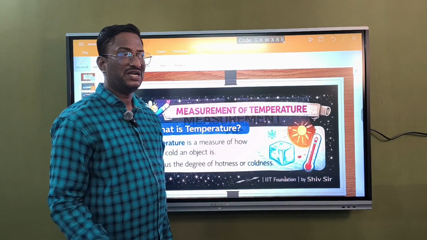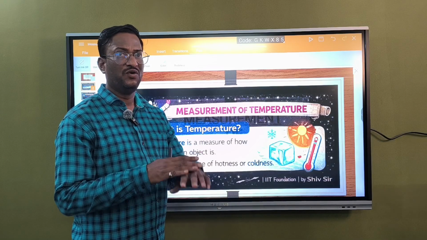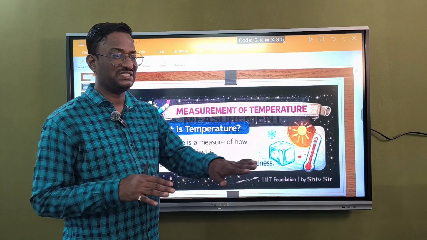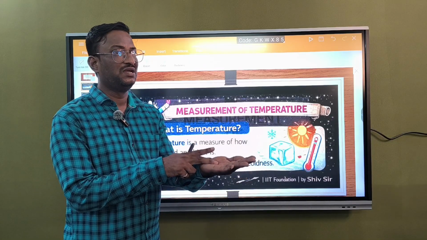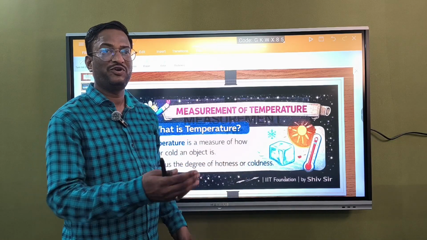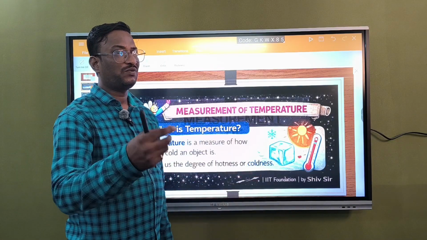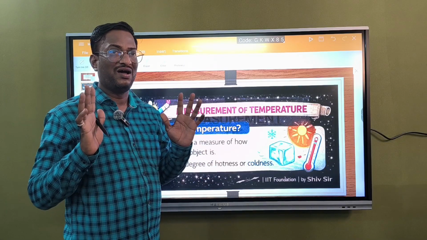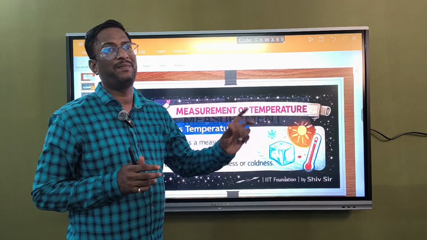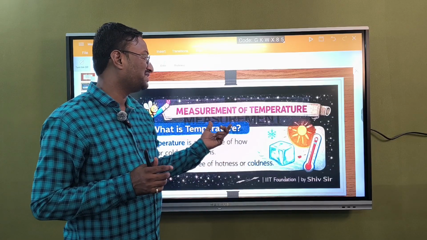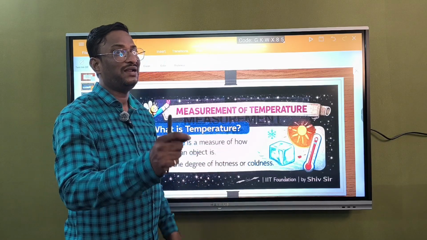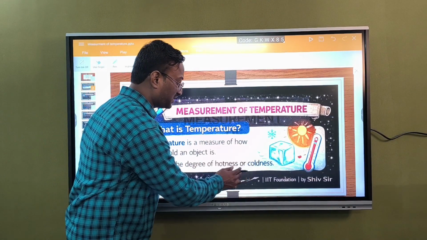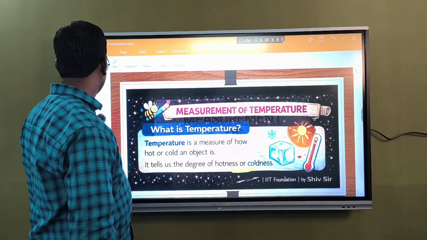See children, generally if you touch an object, we can say how hot it is and how cold. If you touch an ice piece, we say that it is very cold, and if you touch hot water, we say that it is very hot. But we cannot give the accurate measurement. We cannot give a number. The measurement of temperature will give you the number, how hot or how cold an object is.